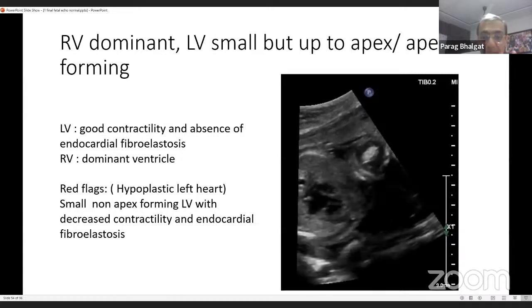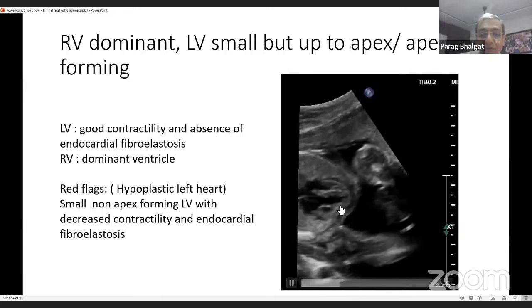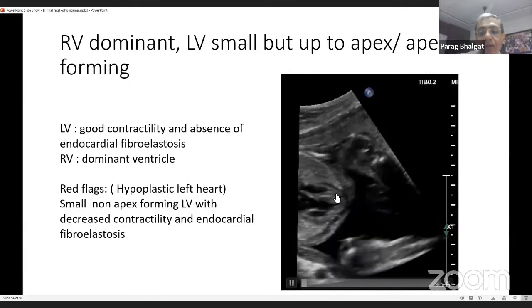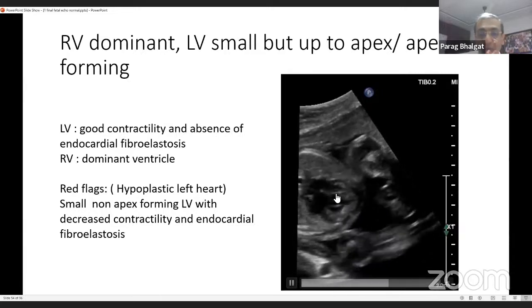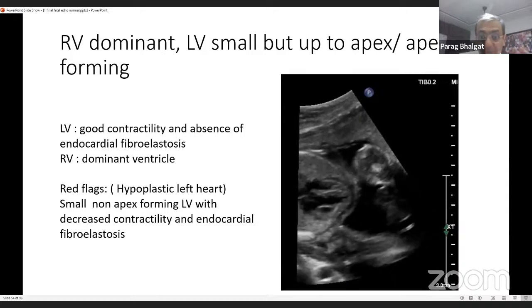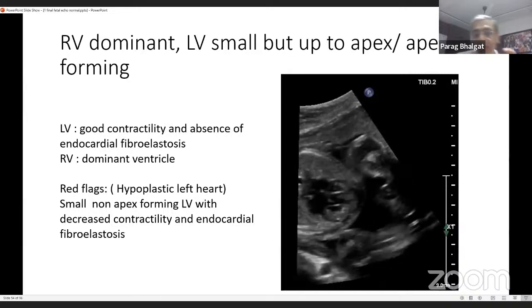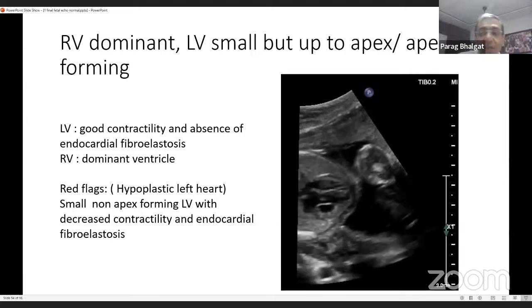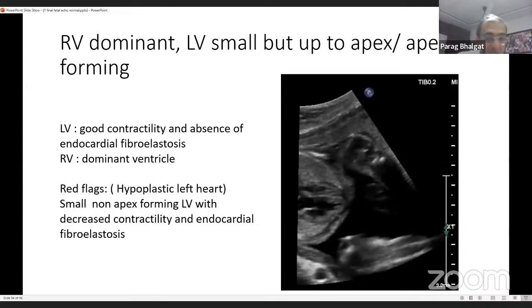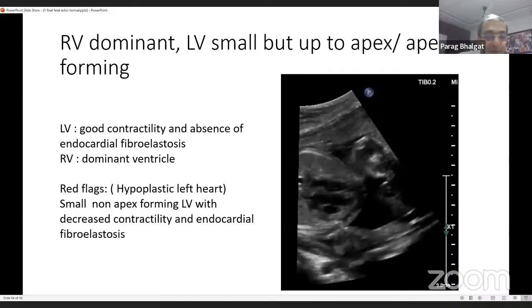Now look at the four chamber view. The LV is very small, RV is dominant, LV is apex forming. There are no warning signs like non-apex forming LV, endocardial fibroelastosis, or LV dysfunction, because presence of any of these points toward a diagnosis of hypoplastic left heart syndrome.